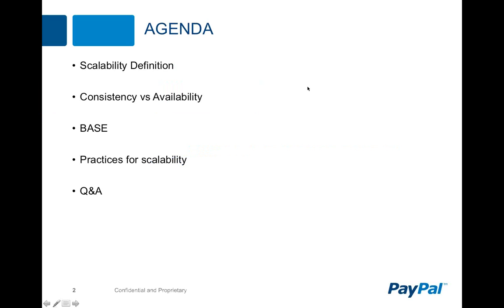Okay, so the agenda for today's webinar is scalability and practices for scalability. We'll go through what we mean by scalability, the definition of scalability. We'll look at consistency versus availability. These are some of the key factors that you decide when you build scalable systems. We will look at something called BASE. We'll look in detail at what BASE stands for. It's basically available, scalable, and eventually consistent. And then we look at certain practices for scalability.